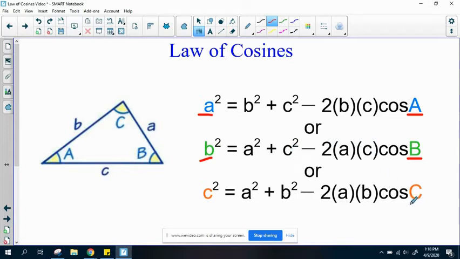And similarly, if I'm trying to do cosine of big C, like angle C here, then little c would be on this side, and I would have a and b squared and a and b again. So these are actually all the same. It just depends on what angle you want, it puts your side on the other side by itself on the equal sign.